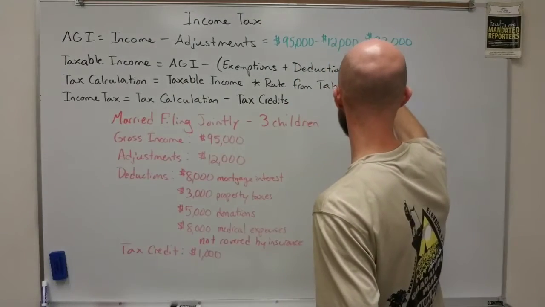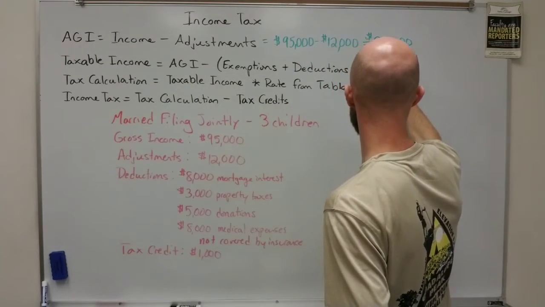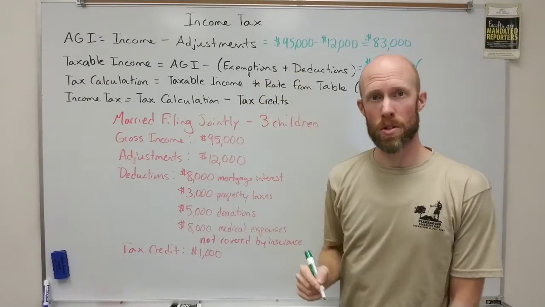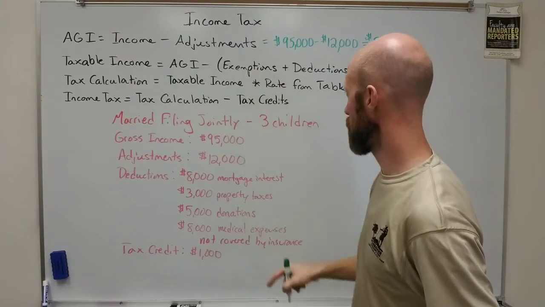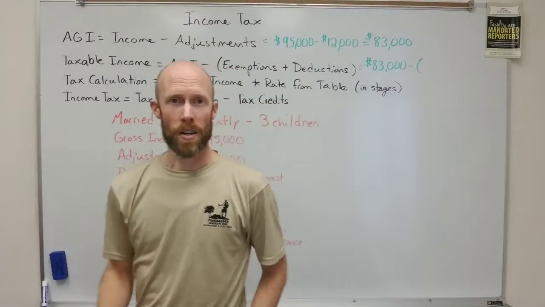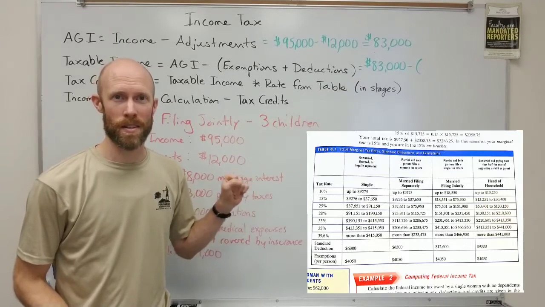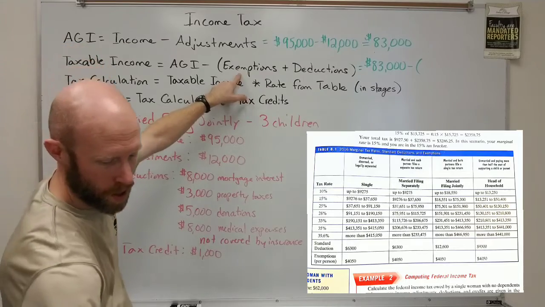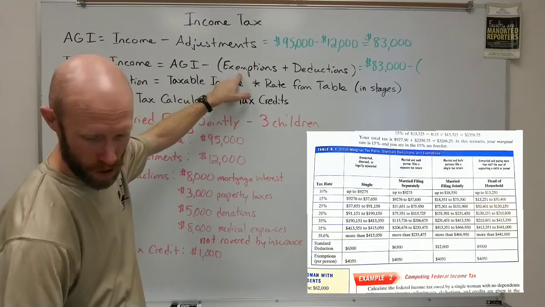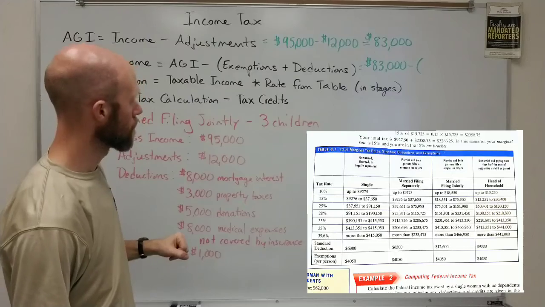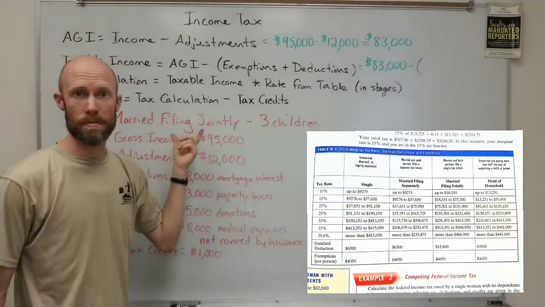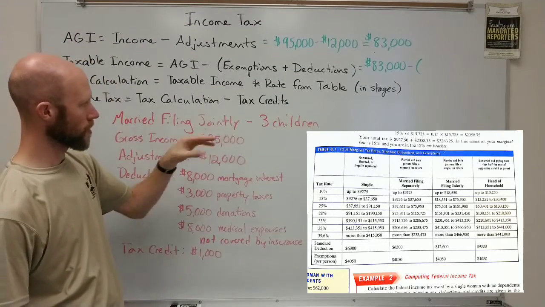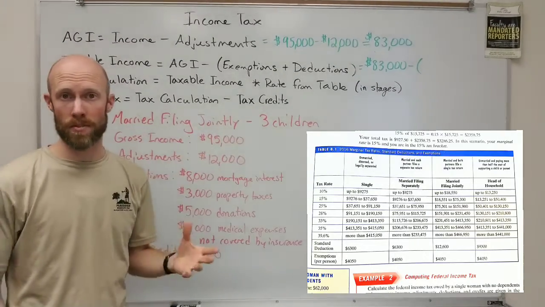So we take the 83,000 and we're going to subtract off the total of the exemptions and deductions. So let's look at the exemptions first. According to our table, the exemptions are going to be $4,050 per person. And of course, there are 5 people in this family, right? 5 dependents total. You get the married couple filing jointly and the 3 children. So that's 5 total people.